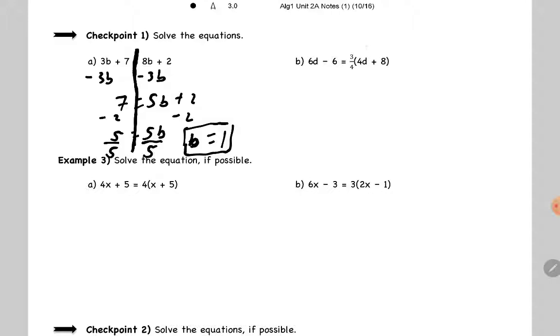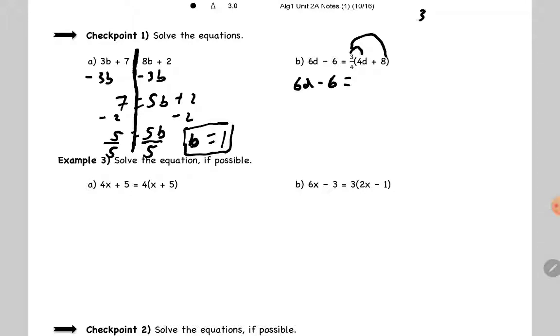So I'm going to simplify both sides first. So on the left, it's going to stay the same for now. 6d minus 6 equals 3/4 of 4 and 3/4 of 8.